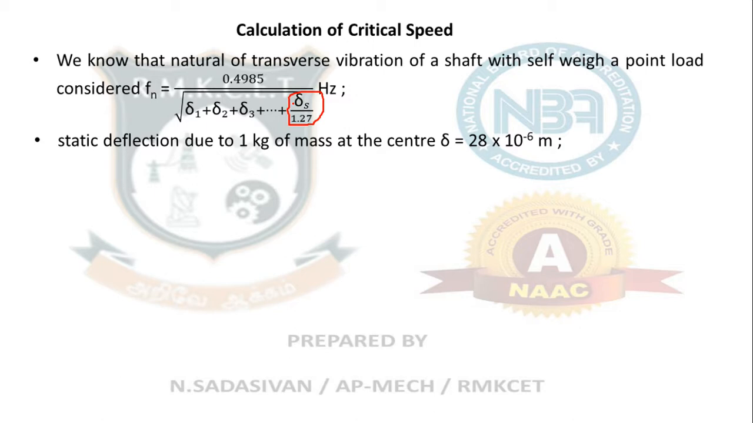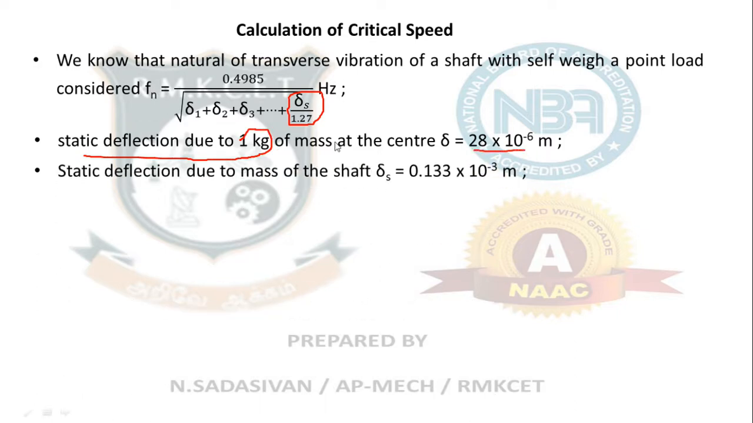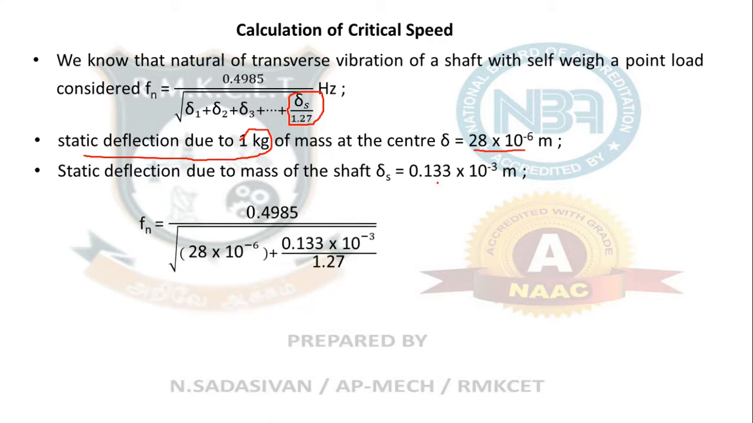So static deflection due to the 1 kg point load is 28 into 10 power minus 6, and static deflection due to self weight is 0.133 into 10 power minus 3. Substitute the numbers: 0.4985, this is your 1 kg load deflection, and this is your self weight deflection divided by 1.27. Solve all the numbers. Use proper parentheses when doing it in a calculator. You have to put a bracket like this, otherwise the answer will go wrong. So it comes around 43.4 hertz, the linear natural frequency for the given configuration of the beam.